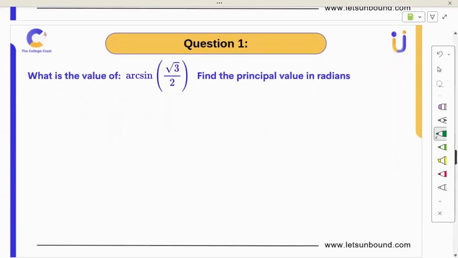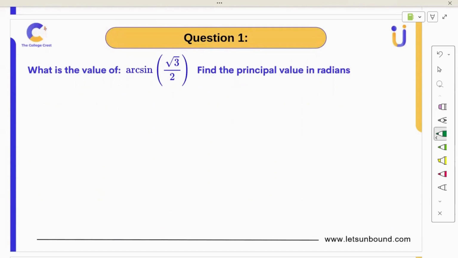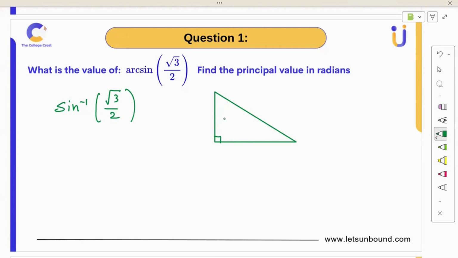Now, let's go for a question. What is the value of arc sine root 3 by 2? Find the principal value in radians. So they are asking sine inverse root 3 by 2. I need to find the angle. Okay, when I see root 3 and 2, let me make a right triangle. Root 3, 2 and 1, this ratio is connected with the 30, 60, 90 triangle. Opposite to 1 it's 30, opposite to root 3 it's 60. I'm finding an angle, let it be theta, so sine theta is root 3 by 2.